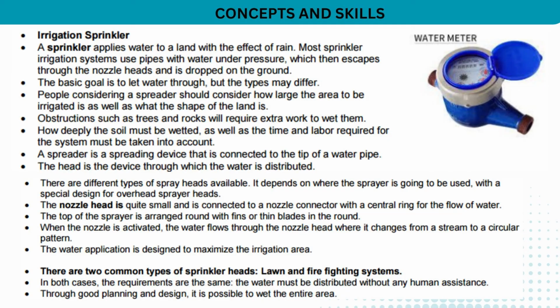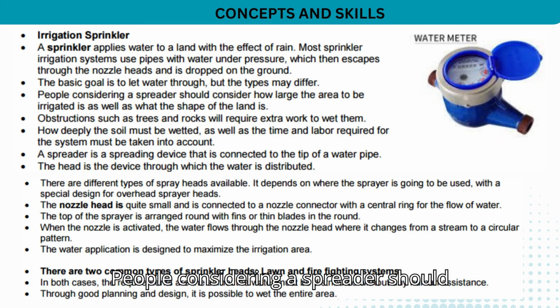Irrigation sprinkler. A sprinkler applies water to the land with the effect of rain. Most sprinkler irrigation systems use pipes with water under pressure, which then escapes through the nozzle heads and is dropped on the ground. The basic goal is to let water through, but the types may differ.